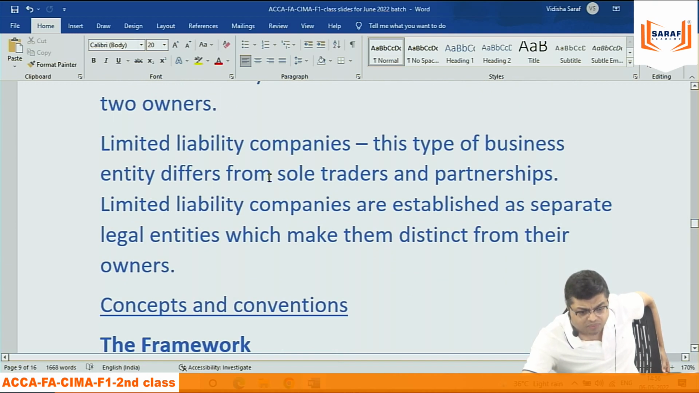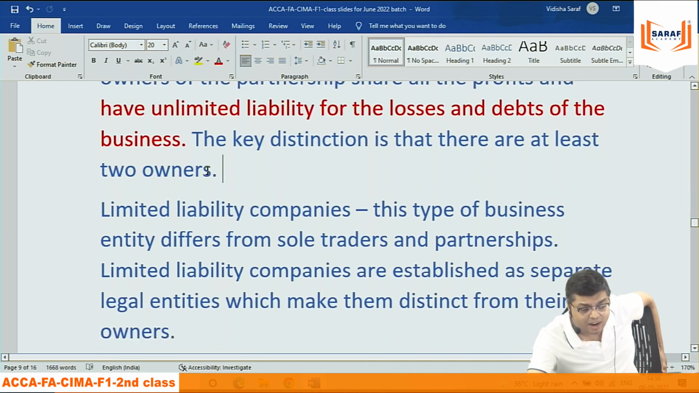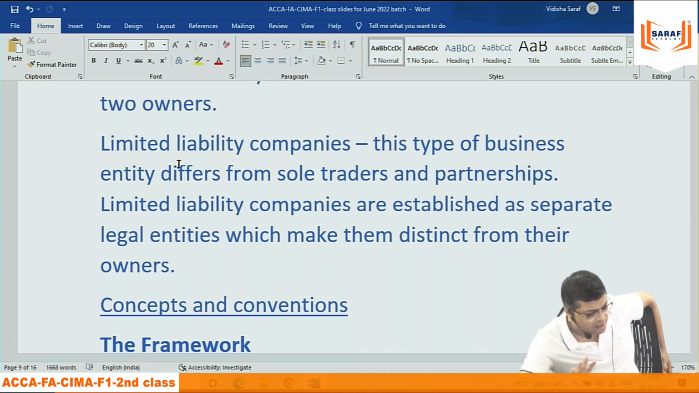In case of other forms of business, the owner and the business are one. They are not separate. So if there is any loss in the business, then the owners need to compensate the entire loss. But in case of a company, the owners are not responsible for any loss of the company. If the shares taken by them are fully paid up, the company has taken the entire money from the shareholders, then there is no liability of the shareholder.